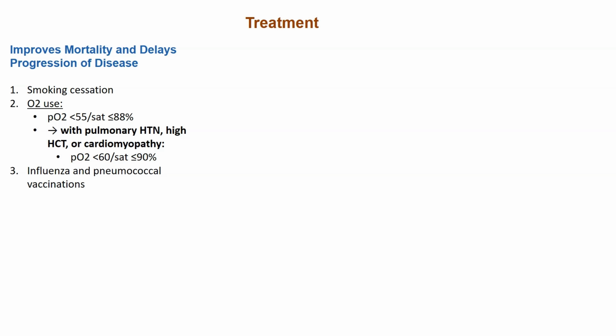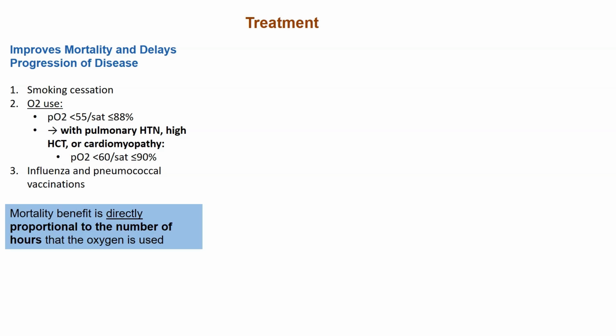But we only use oxygen if the oxygen saturation is 88% or lower. The threshold is lower when the patient has pulmonary hypertension, high hematocrit, or cardiomyopathy. We use the oxygen in these patients if the saturation is 90% or lower. Influenza and pneumococcal vaccinations also improve mortality and delay progression of the disease. Mortality benefit is directly proportional to the number of hours that the oxygen is used.